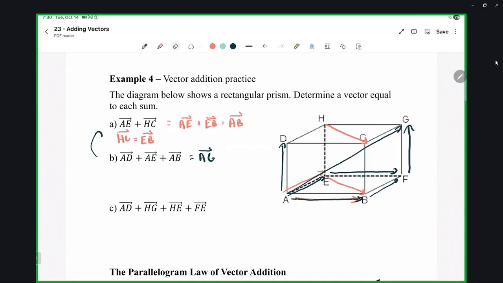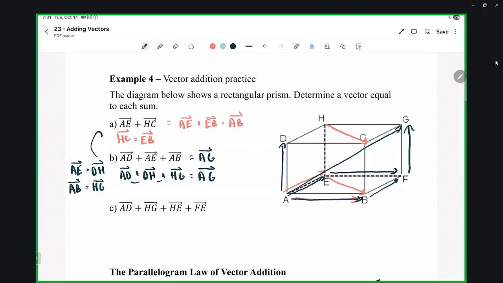So we can make a stipulation, perhaps I'll write it off to the side here. So we could say that vector AE is equal to vector DH. And then we could say vector AB is equal to vector HG. And the reason why I chose those specific vectors is because if I reformulate this, this becomes vector AD plus, instead of vector AE, we'll write DH. And instead of vector AB, we'll write vector HG. And so you can see we have the same kind of structure, and we can then conclude it's just going to be vector AG.